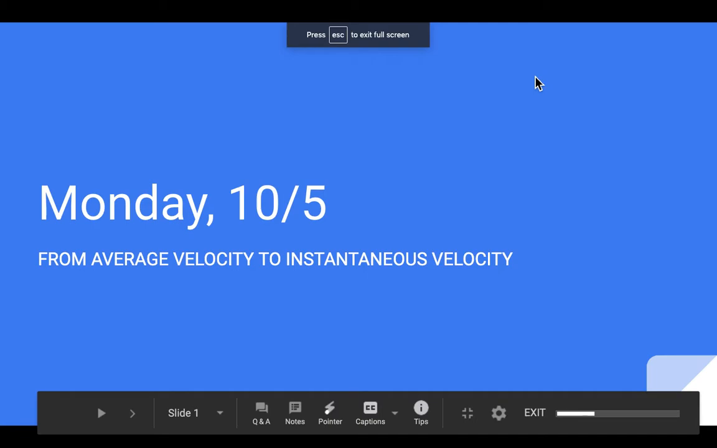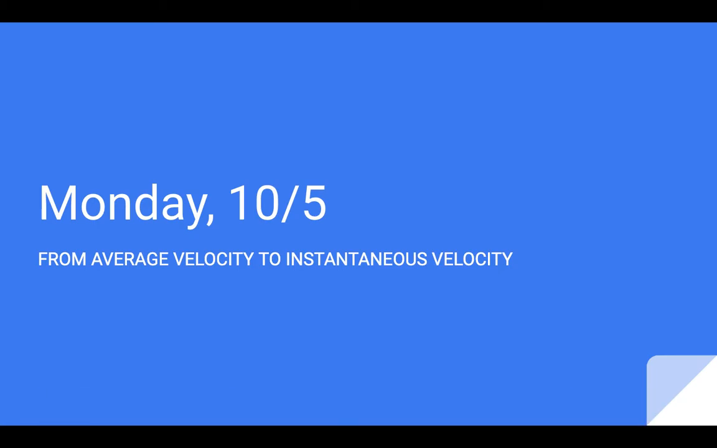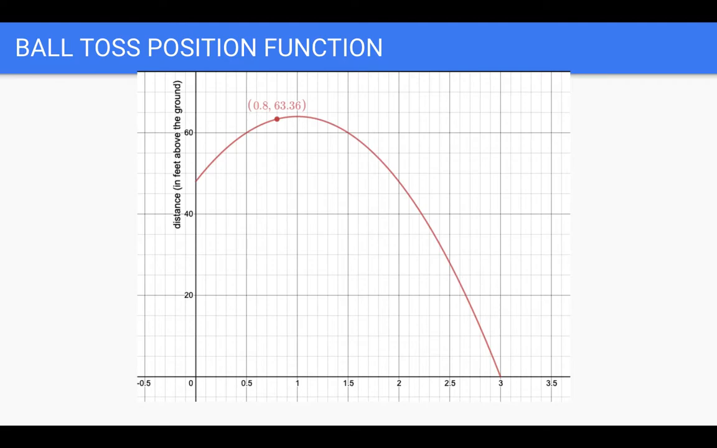Hi Calculus. So we are going to calculate the average velocity of a ball in flight. Imagine a ball held at a certain height and then tossed straight up into the air until it comes down and hits the ground. This is a graph of us tossing the ball up, and we're interested in its exact velocity at time 0.8, so 0.8 seconds into its flight, when it's 63.36 feet above the ground. What is its velocity?